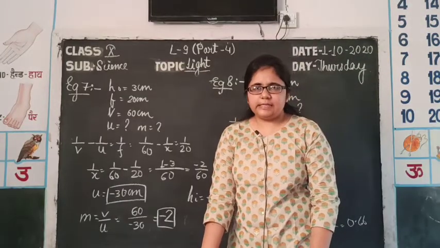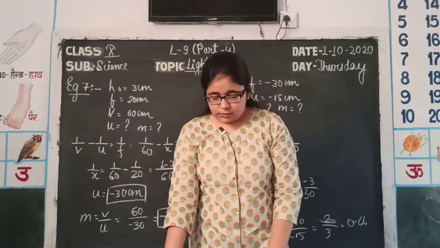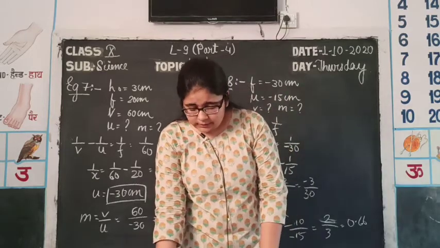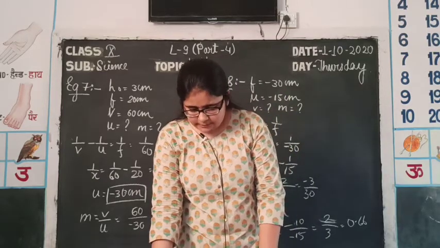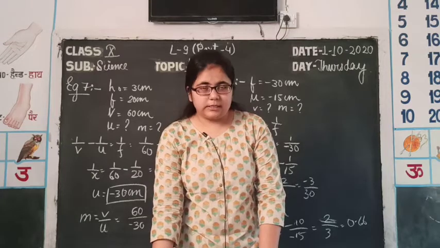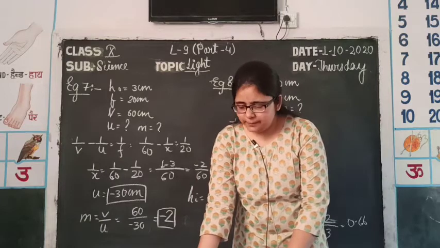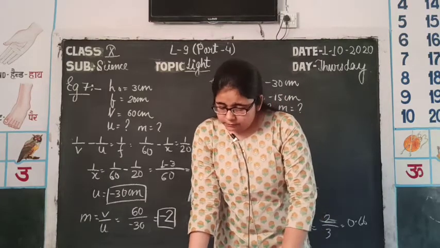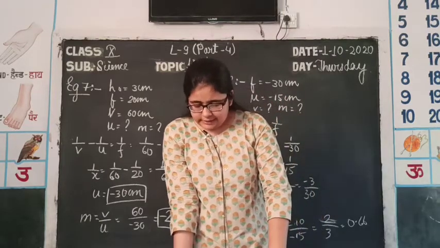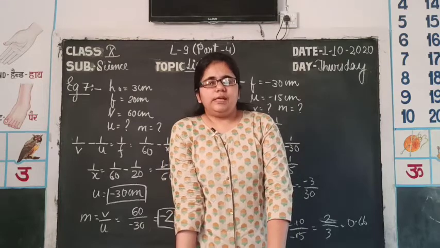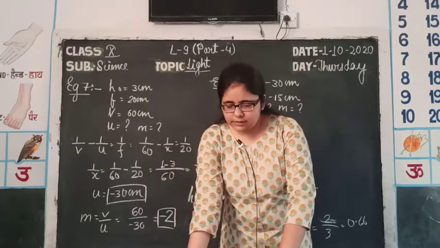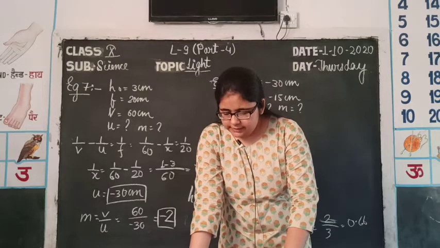Now, we will discuss example 7. The question is, a 3 cm long object is placed upright on the principal axis. The object is placed upright, that is, the height of the object will be positive, and the focal length of the convex lens is 20 cm. The focal length of a convex lens will be taken positive, so it is plus 20 cm.